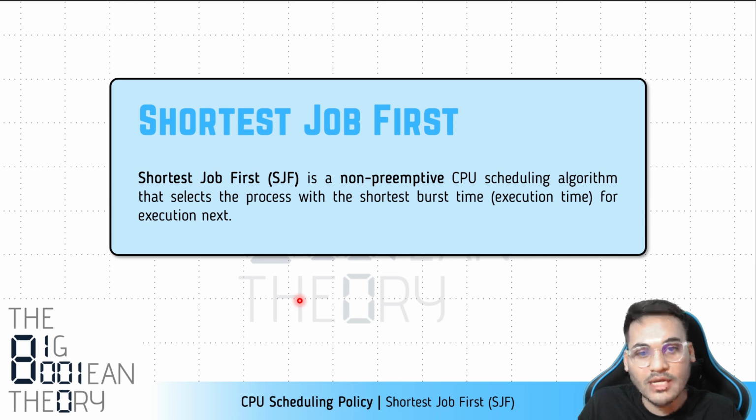And the criteria is this: let's say the scheduler is making a scheduling decision at any given point, and there are n jobs in the ready queue. Then which job will be picked? Whichever is the shortest job, whichever has the minimum or least burst time. So let us understand this with an example.